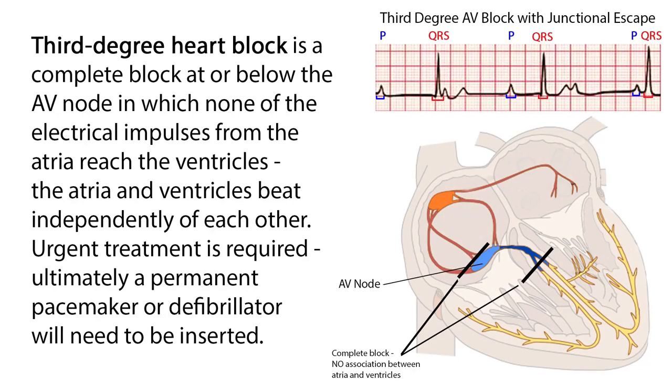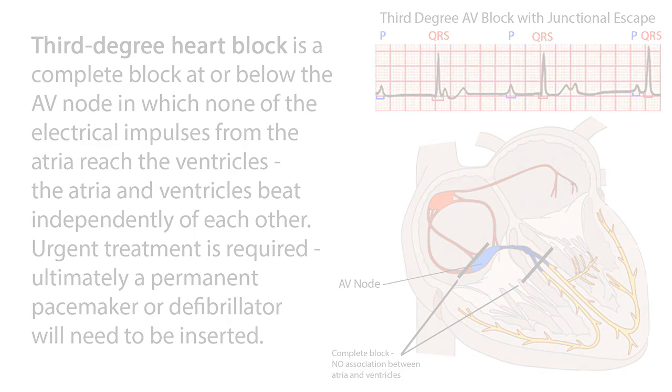Third-degree heart block is a complete block at or below the AV node in which none of the electrical impulses from the atria reach the ventricles. The atria and ventricles beat independently of each other. Urgent treatment is required. Ultimately, a permanent pacemaker or defibrillator will need to be inserted.